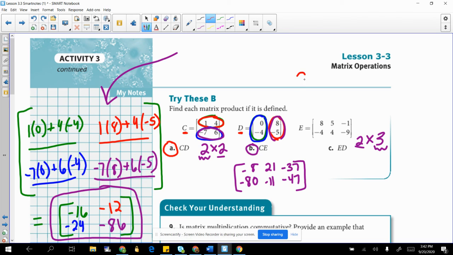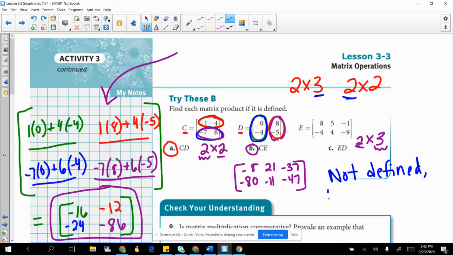So E we know is a 2 by 3, and D we know is a 2 by 2. So if you're trying to multiply E times D, do these match up? No, they do not. So in this case, we would say not defined. And you could describe that if you wanted to by saying dimensional error, because those middle numbers did not match up for us.